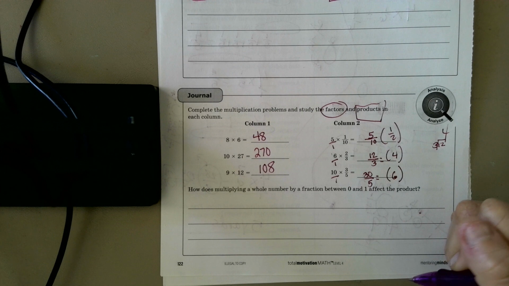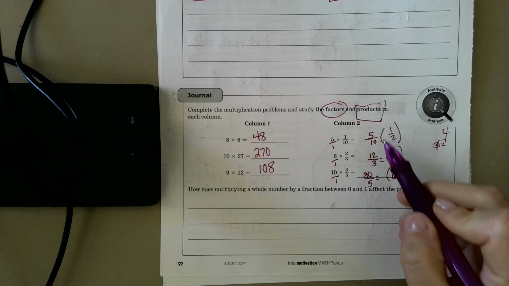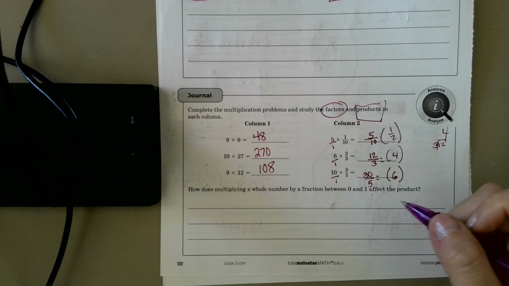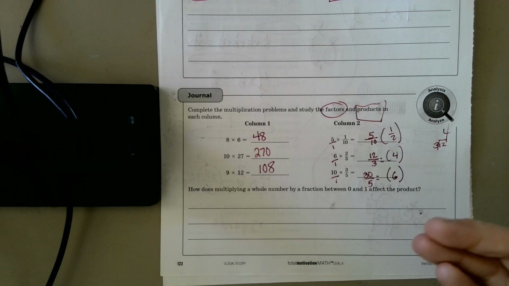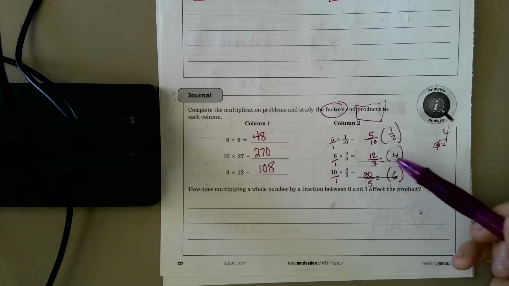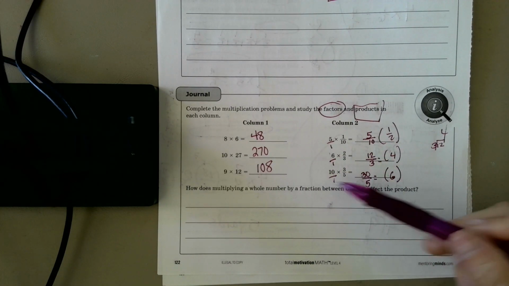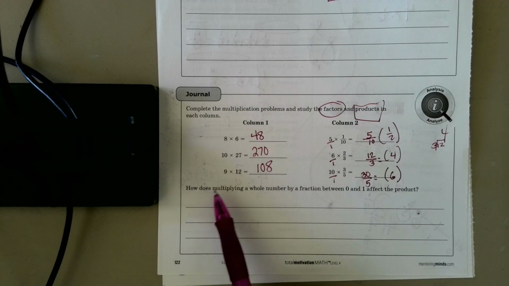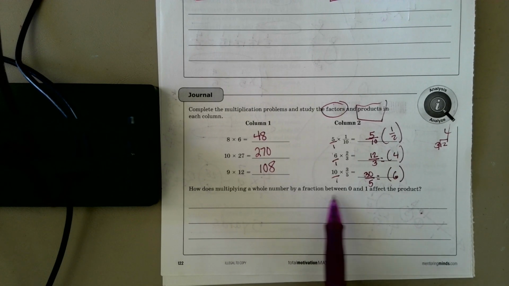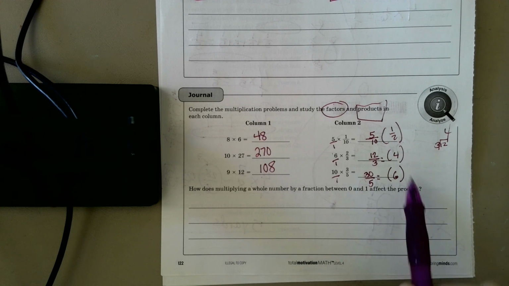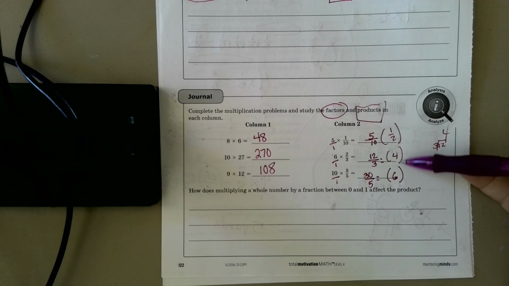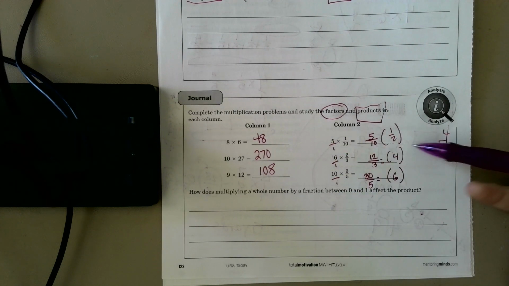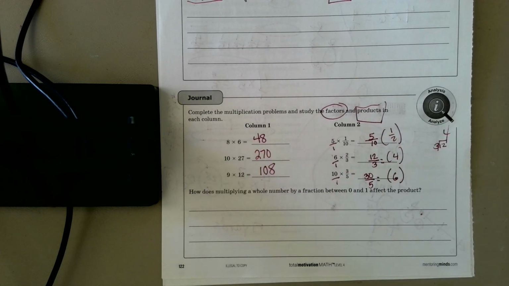So it's really asking you to look at these products, because typically when you multiply numbers, your product is bigger. Well, let's look here at these products and see, is that really true when you multiply by a fraction? It says, how does multiplying a whole number by a fraction between 0 and 1 affect the product? Look at these products right here. But whoa, look at these products. I definitely hope I gave you some hints right there.